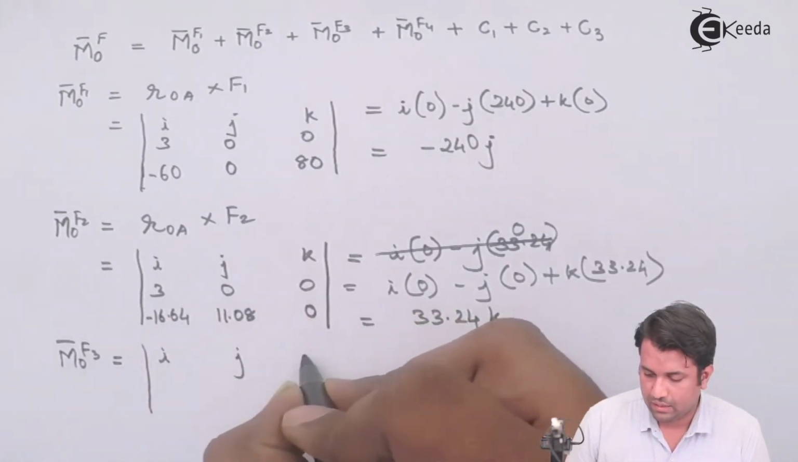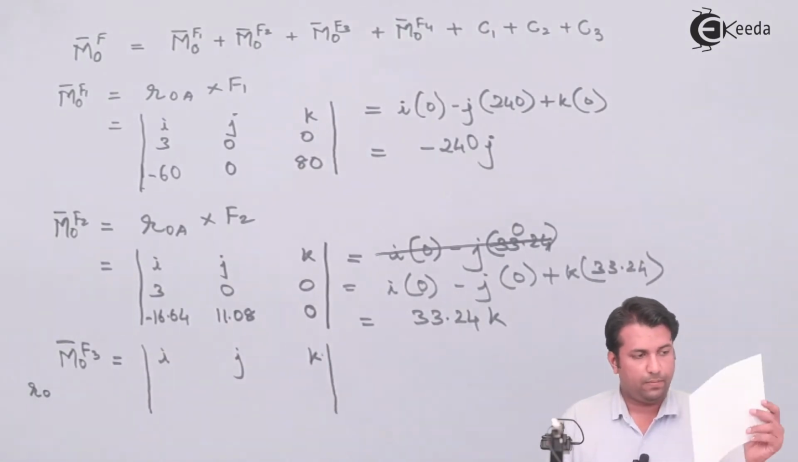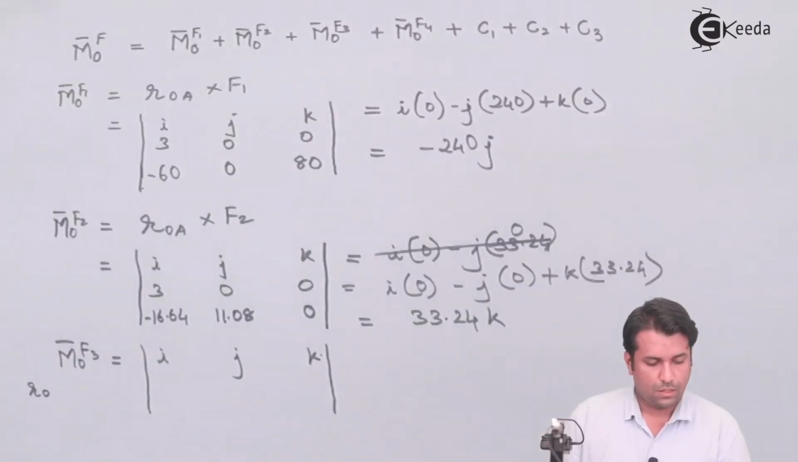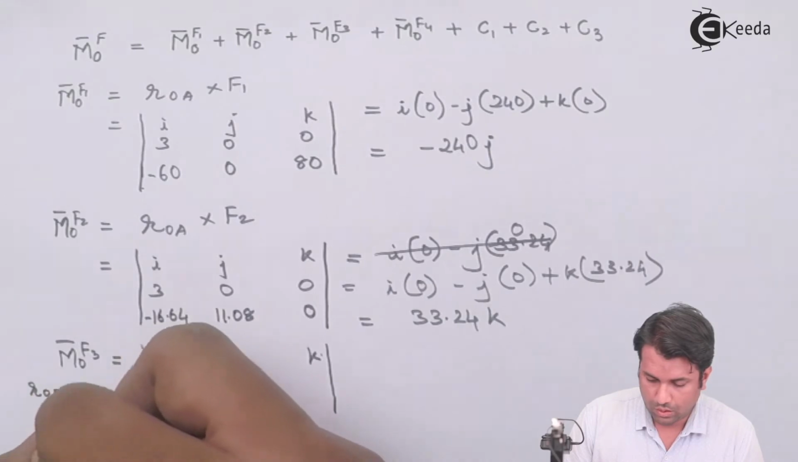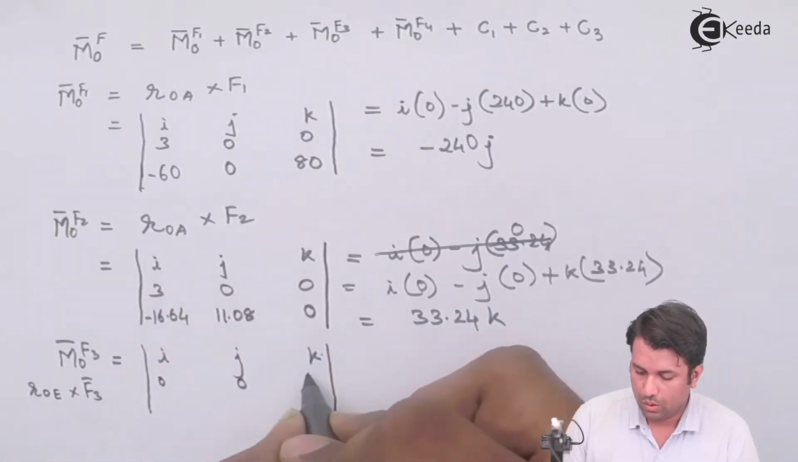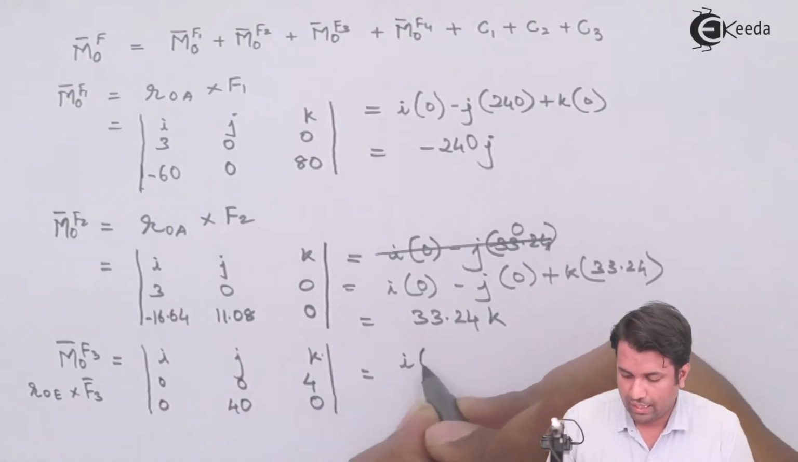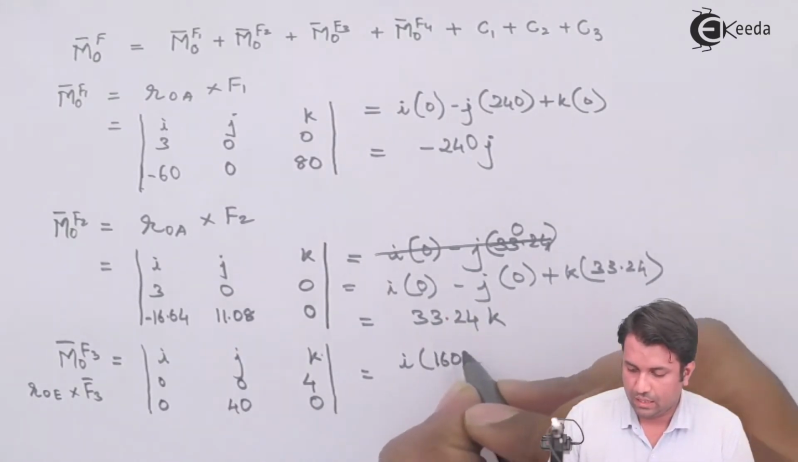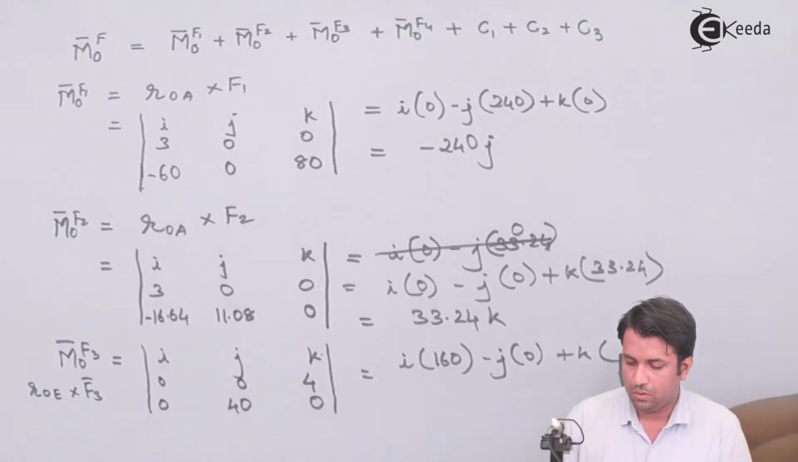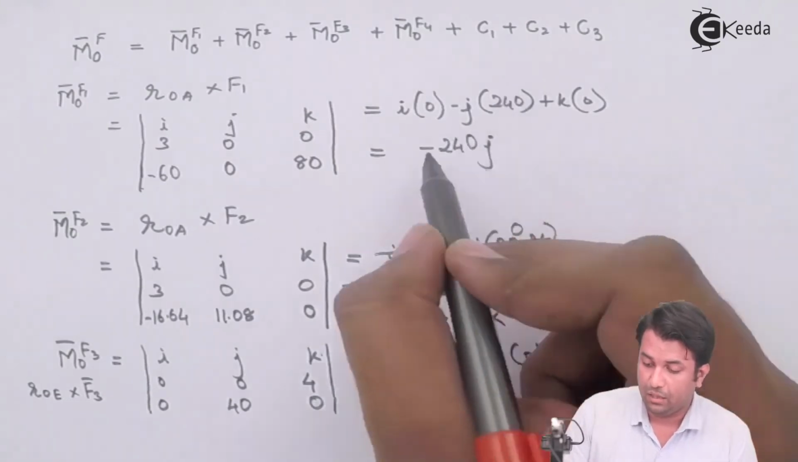Similarly, I can do it for F3, the moment about O for F3. The moment vector is given as the cross product of the position vector and F3. F3 is going from E to D, so I'll take OE cross the F3 vector. OE will be 0 0 4, and F3, I know, is 40 j. So the i term will be 160, the j term is 0 and the k term is 0, so I'm getting this as 160 i. This is how I have calculated the moment vectors for three forces.